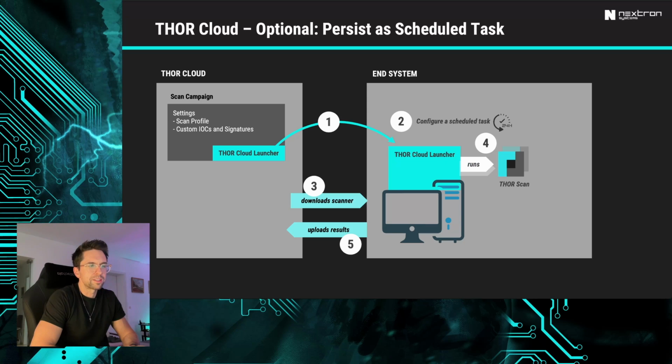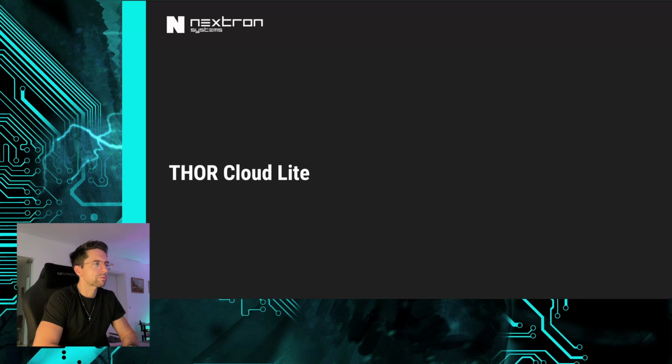Another option is to persist the THOR Cloud launcher in local scheduled tasks. We did this during our testing in the last months, and it worked out quite well. We did it for the Windows platform with scheduled tasks, for Linux with cron jobs, and on macOS, I'm not sure what we used there. And what you achieve then is an agentless, continuous scanning every hour, every day. You can scan an end system and retrieve the results, see the differences, filter out false positives in the management interface. Very cool.